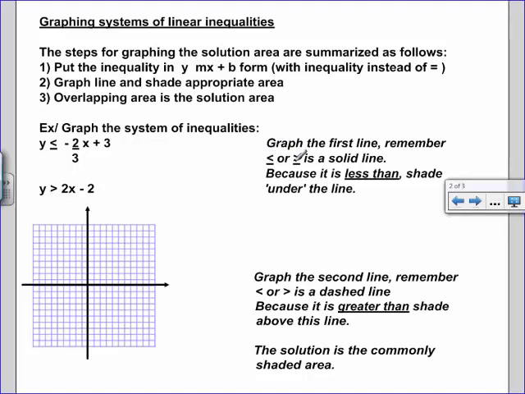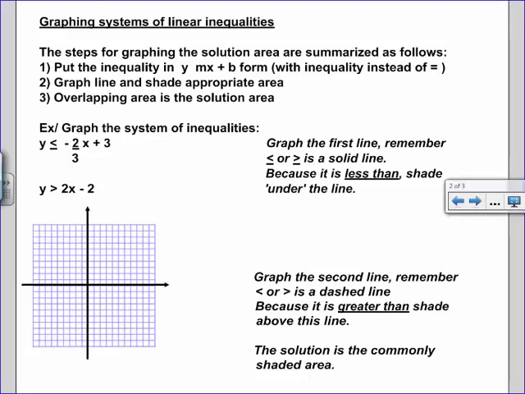If it's less than or equal to, or greater than or equal to, it's a solid line. If it's just less than or greater than, it'll be a dashed line. Then you'll have to decide to graph above or below it. And then you'll take the second equation and do the same thing. So let's look at an example. We'll start with the first equation.